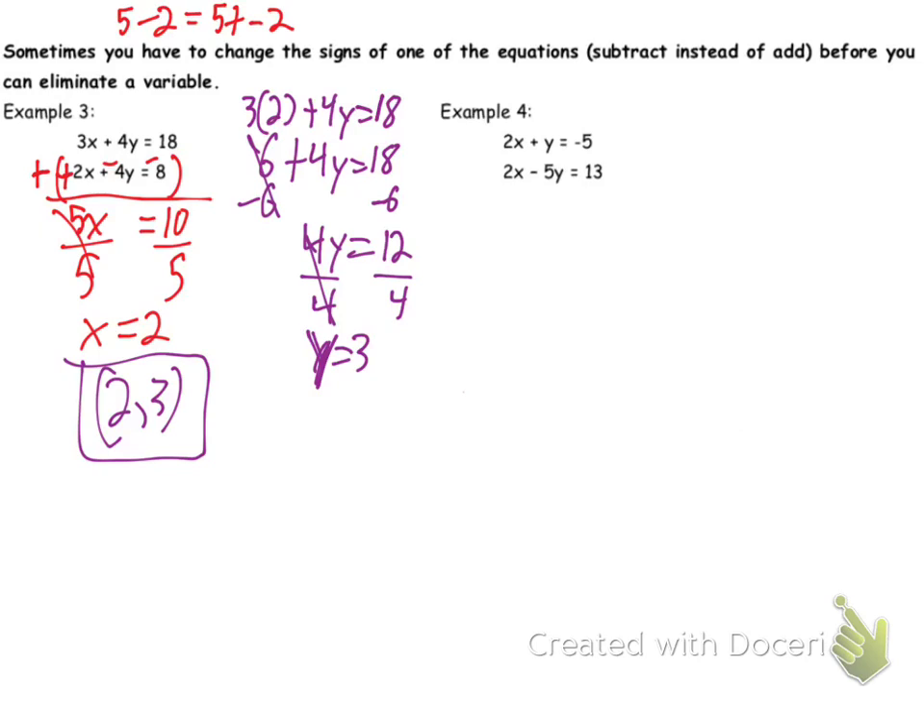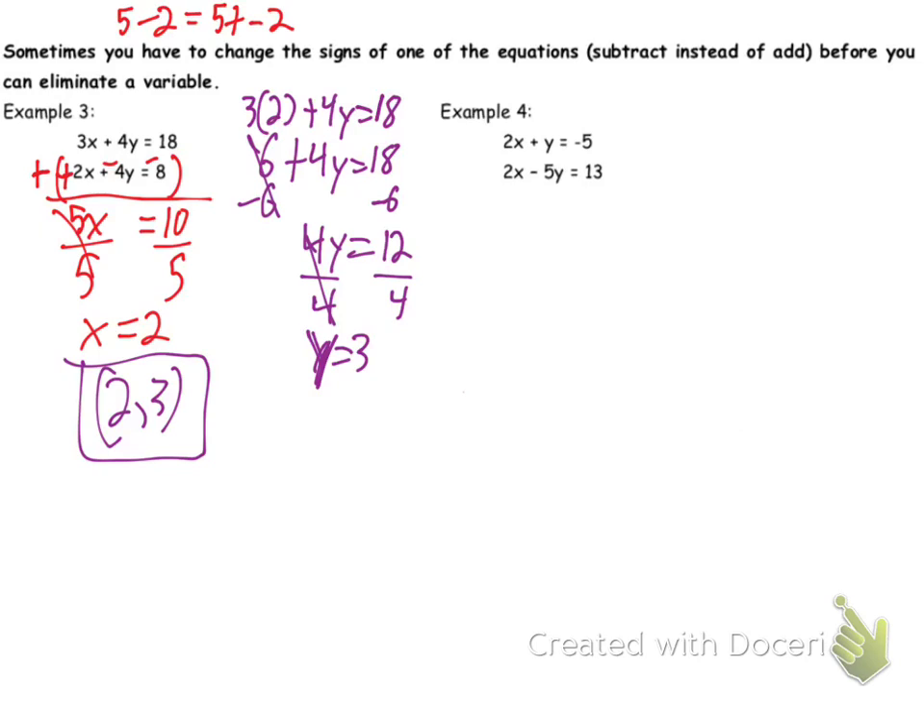So, questions on number 3. On example 4 then. 2x plus y equals negative 5 and 2x minus 5y equals 13. Are we lined up in x's, y's, equals and constants? Yes. But are we ready to eliminate? Are we going to get rid of something? No, why not? Because y isn't the same number, even though they're different signs. What about the x's? They're the same numbers, but they don't have different signs.